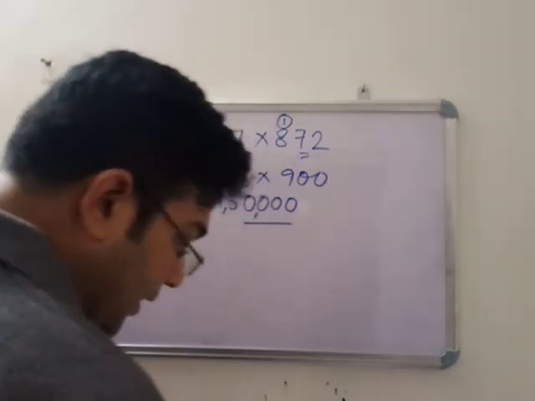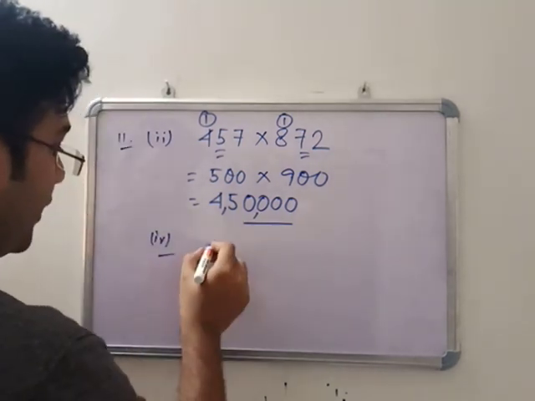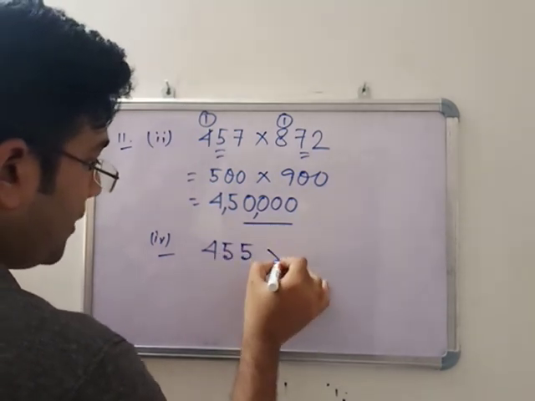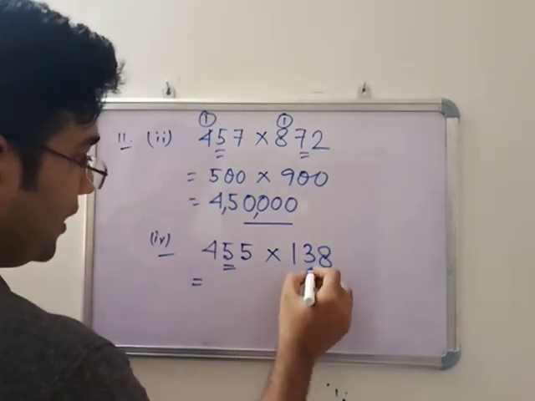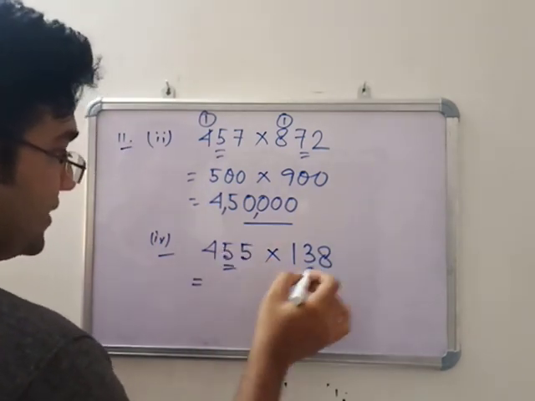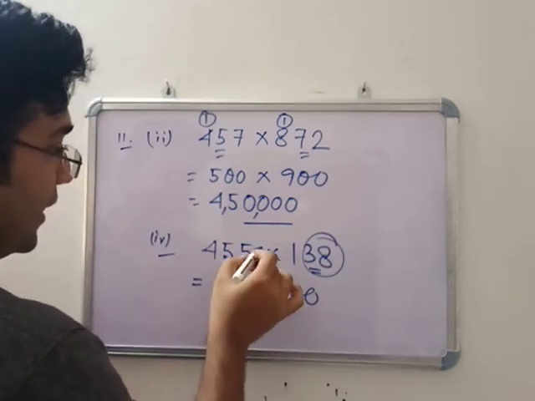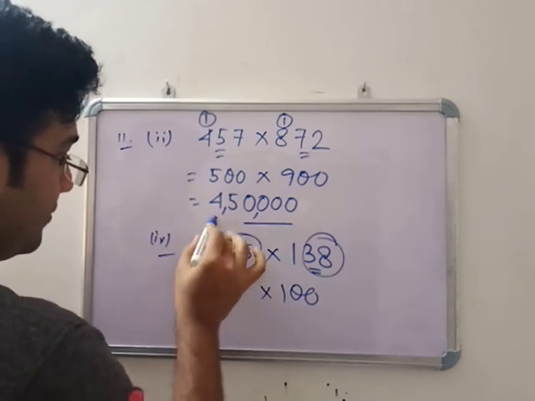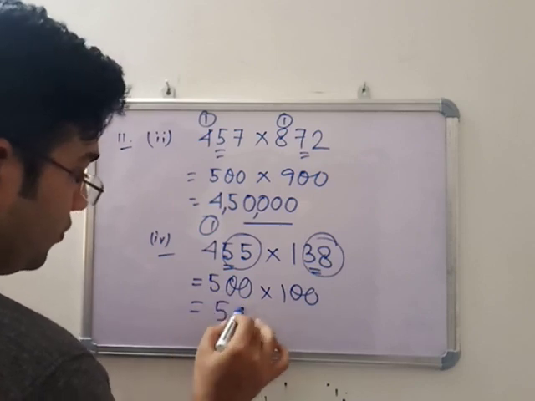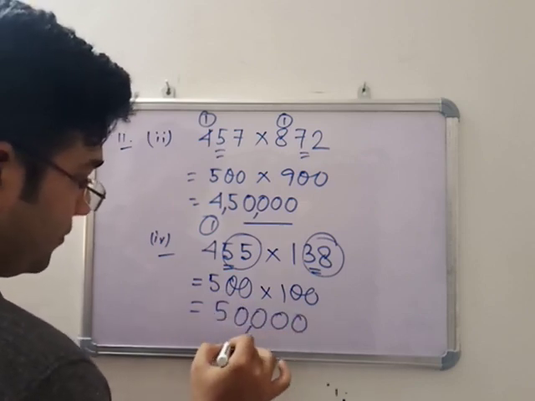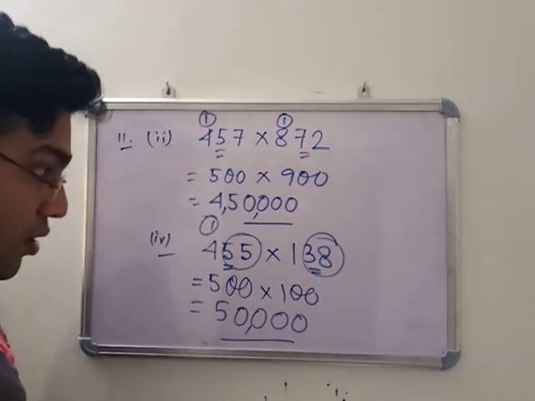And next one, in number 4, see that 455 into 138. So this number and this number, if it is less than 50, that means nothing is added. Greater than 50, 1 is added. So that means 5 into 1, 5. How many zeros? 4. 1, 2, 3, 4. This is 50,000. Note it down, all of you.